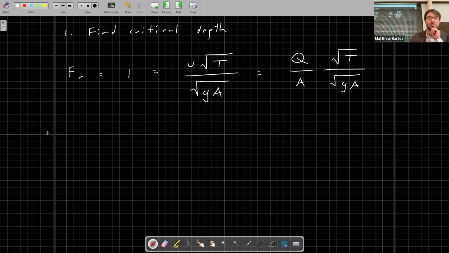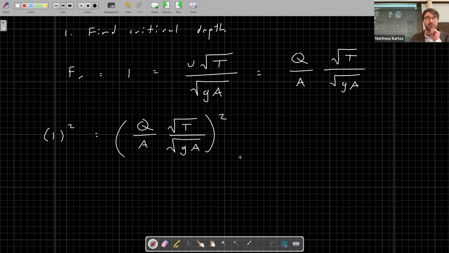So we can take this expression and square both sides just to make it easier to work with. So we end up with 1 squared is equal to Q over A times the square root of T divided by the square root of GA. And square both these sides, and we get that this is equal to Q squared over A squared times T divided by GA. And what's the last piece we need here to be able to compute the critical depth? What do we need to do?